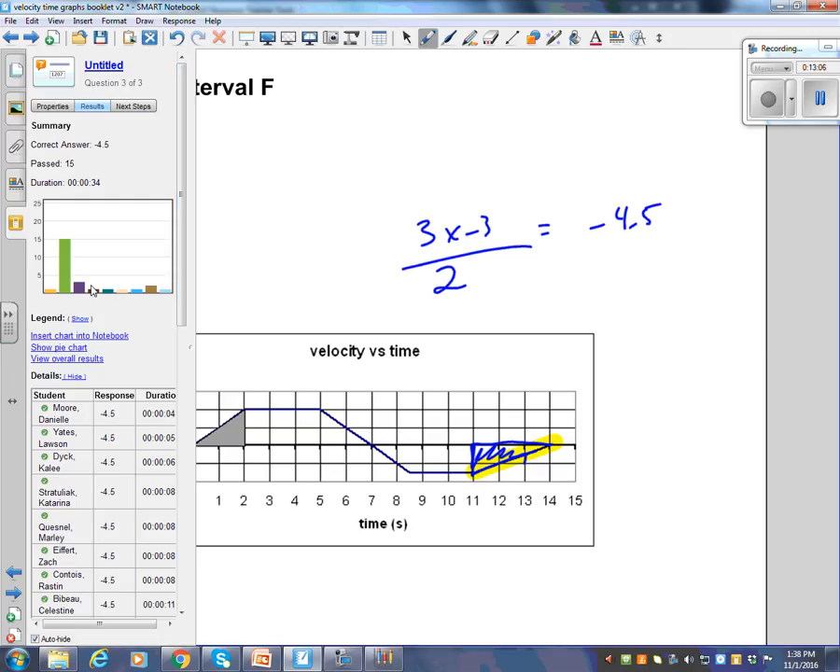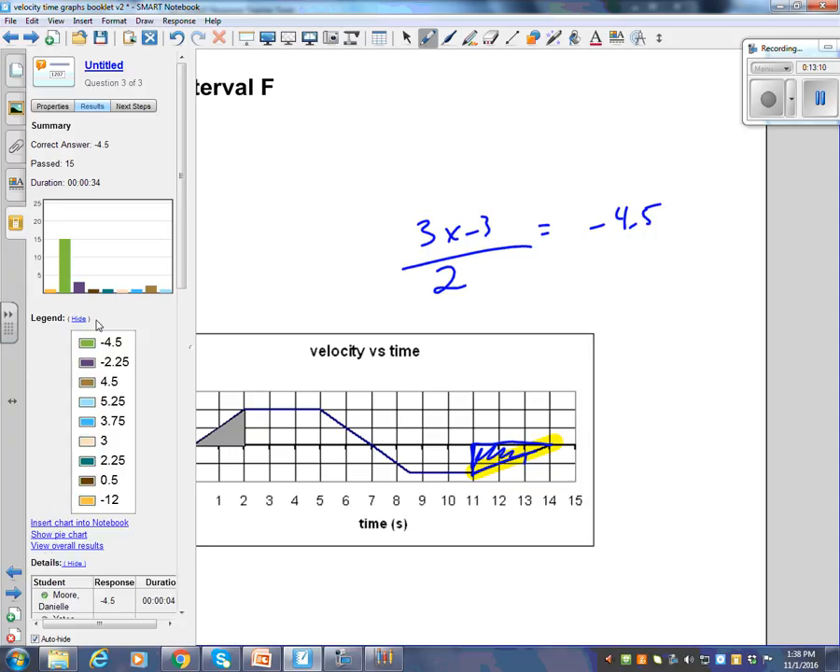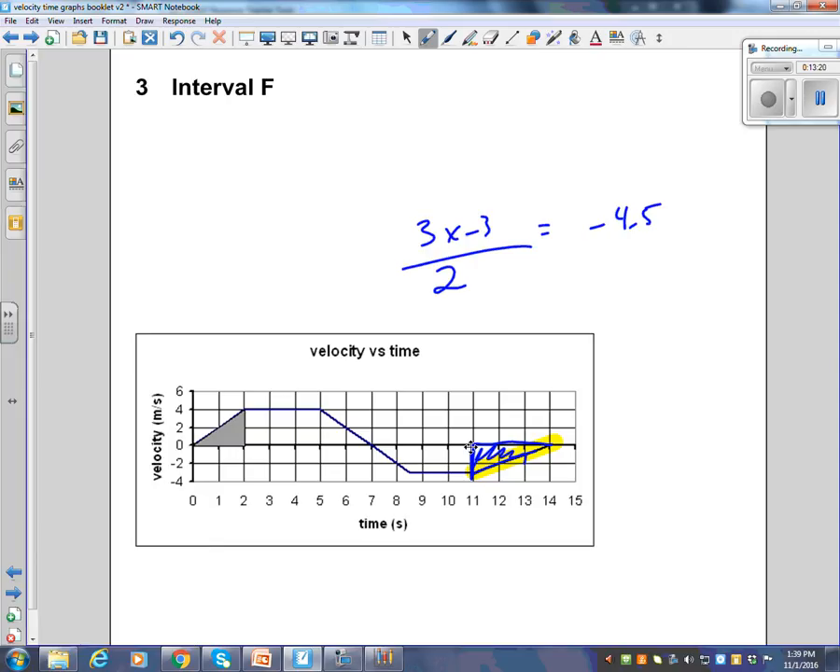Lots of different answers, I see. Why is it what it is? Because the height down here is -3, right? The height of the triangle is how far it goes away from the axis. So like here we count.